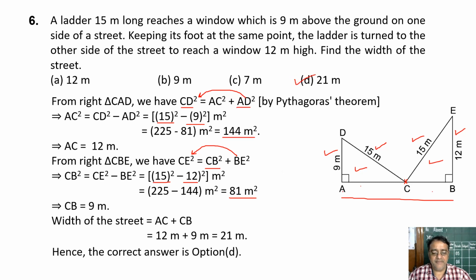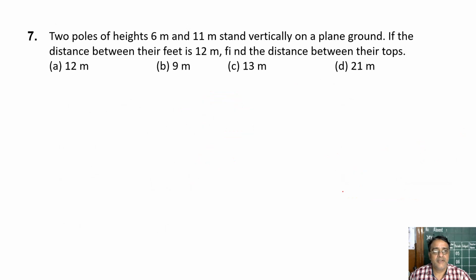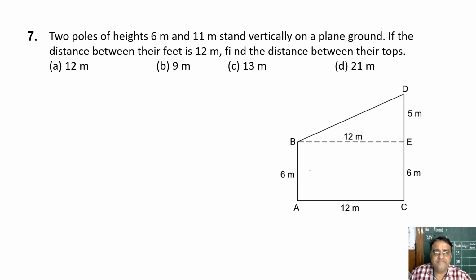Any doubt in this question? No, sir. Okay. So now we are moving to question number 7. Two poles of height 6 meter and 11 meter stand vertically on a plain ground. If the distance between their feet is 12 meter, find the distance between their tops. Okay. So this is the rough diagram. This is one pole and this is the another pole.